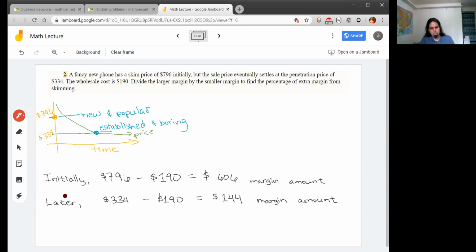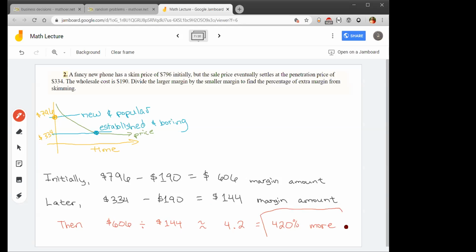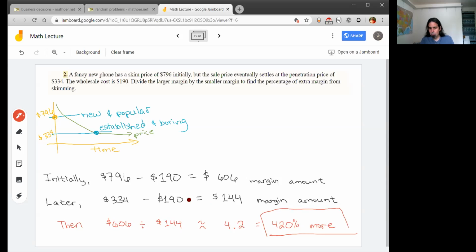Then as our last step, it says divide the larger by the smaller. So 606 divided by 144. So it's about 4.2. So 420% more. Wow. So their profit was a little more than 4 times as big. That's crazy.